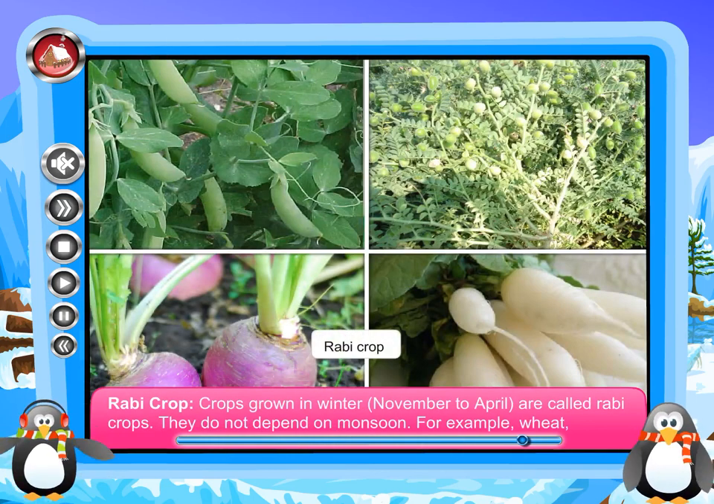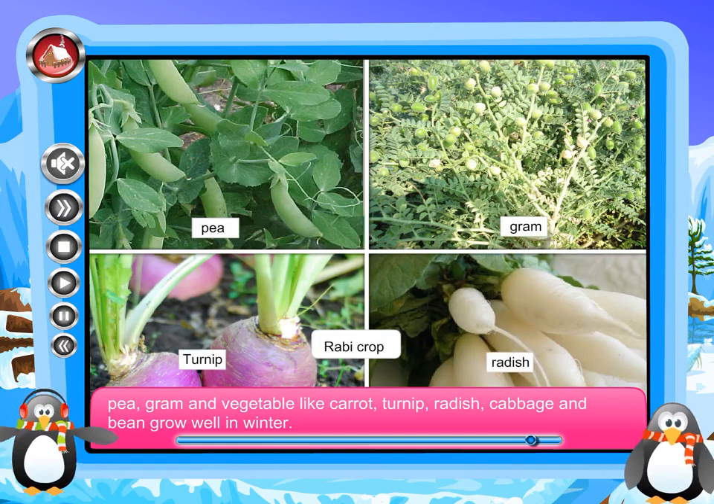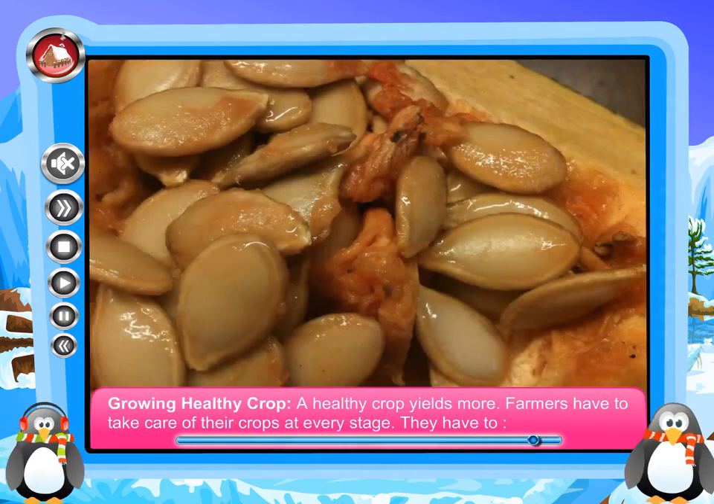Rabi crop. Crops grown in winter, November to April, are called Rabi crops. They do not depend on monsoon. For example, wheat, pea, gram, and vegetables like carrot, turnip, radish, cabbage, and bean grow well in winter.